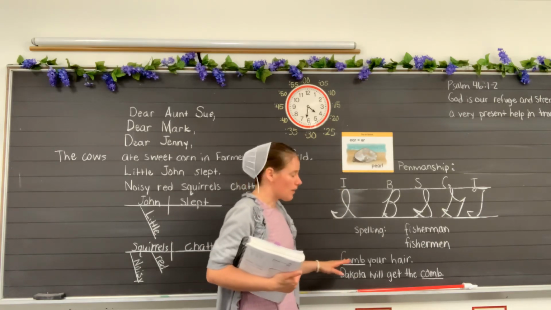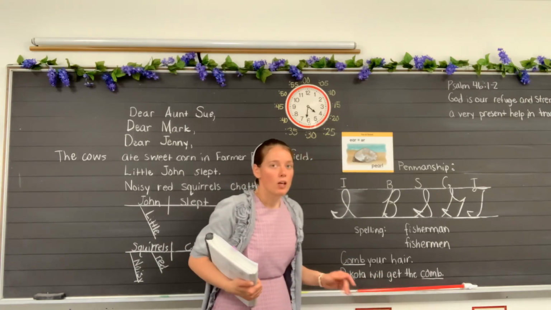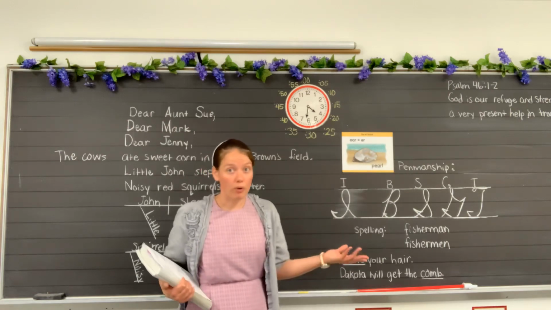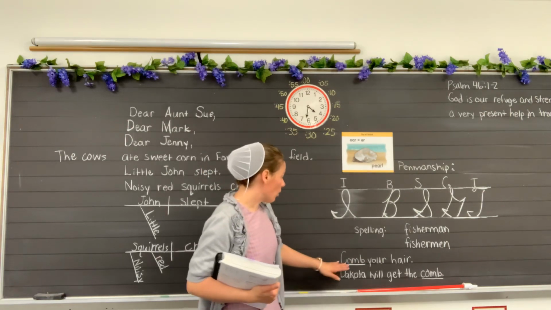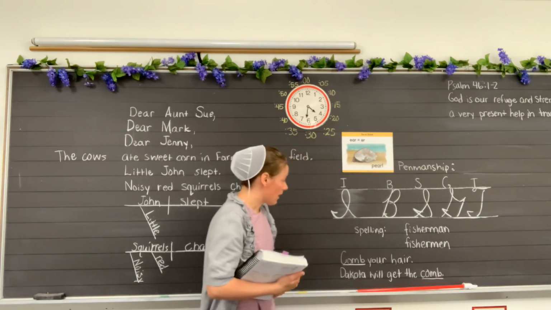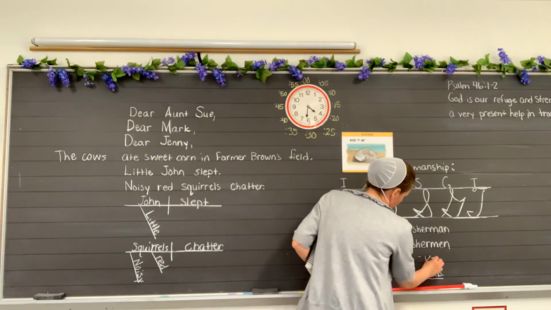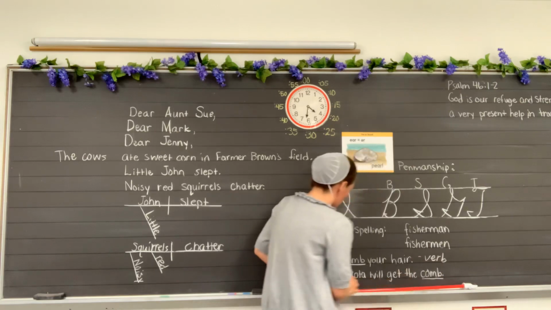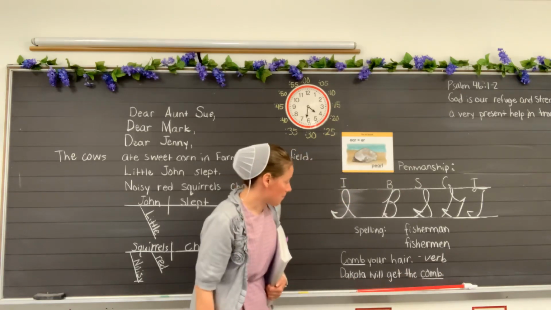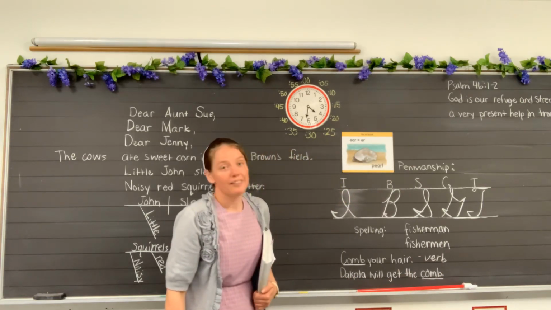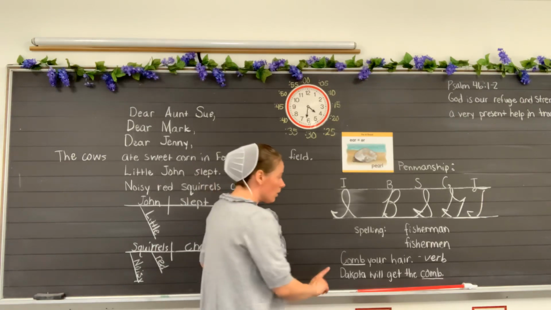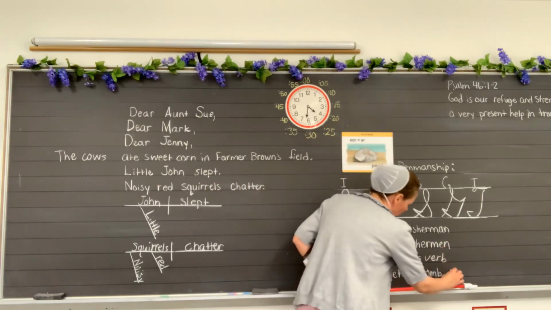And also let's think about the word comb. Comb can be used as a noun or a verb. You can comb your hair, which in that case would be a verb because it's showing action. Or you can say, Dakota will get the comb. So comb in this case would be a noun.